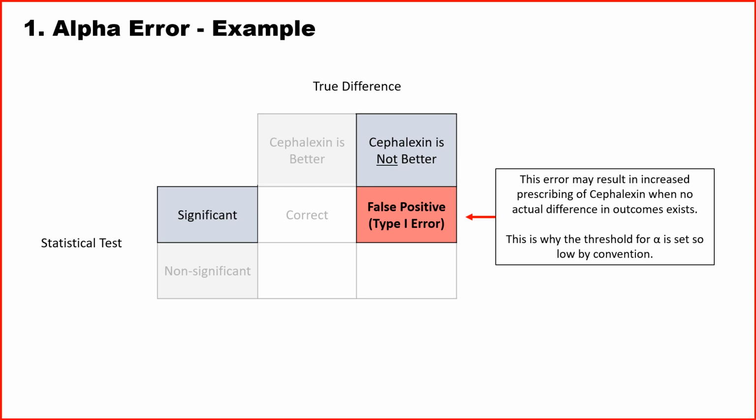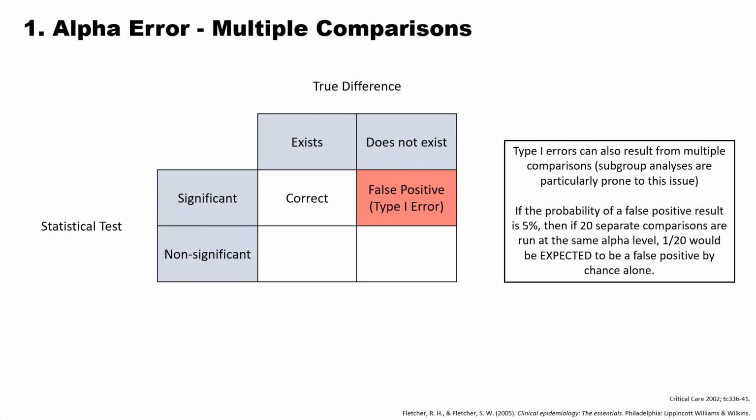So recognize, if we think about our example study of comparing cephalexin to Bactrim or ciprofloxacin for the treatment of UTI, that a false positive error, where we find a statistically significant difference in the case that cephalexin is not actually better, might result in the increased prescribing of cephalexin when no actual difference in outcomes exists. And so this is why the threshold for alpha is set so low by convention, essentially to avoid practice-changing errors.